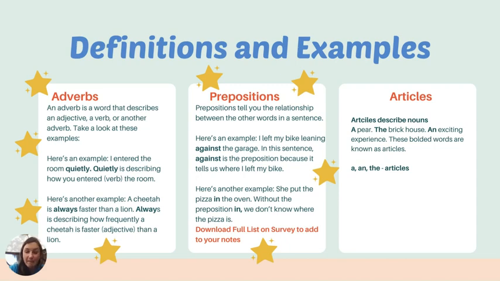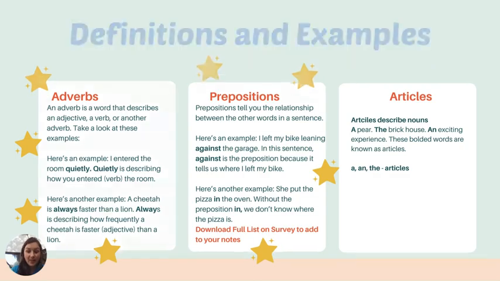Need another example? She put the pizza in the oven. Without the preposition in, we don't know where the pizza is. So prepositions give us an idea of where something is or a relationship between two words in a sentence. And then we have articles. Articles describe nouns. A, the, an. These are words that you often will see before a noun.